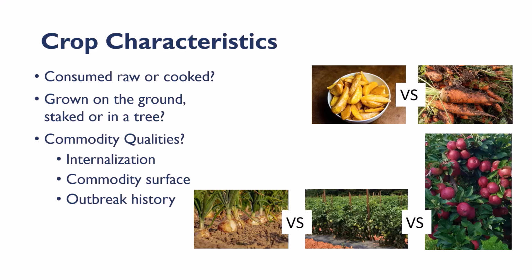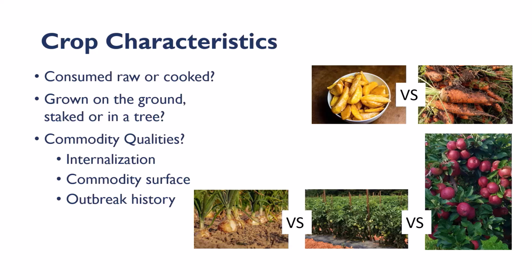Commodities grown in the ground are more likely to come into contact with contaminated water or soil versus a staked or tree-grown product, while staked commodities like tomatoes are more likely to come into contact with contaminants, like through splashing during heavy rain, than a tree-grown commodity. Lastly, are there any qualities with the commodity that present a risk?